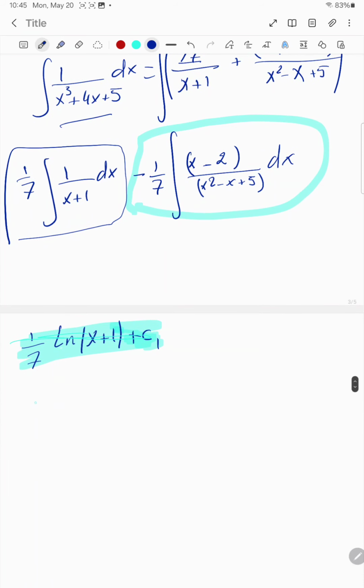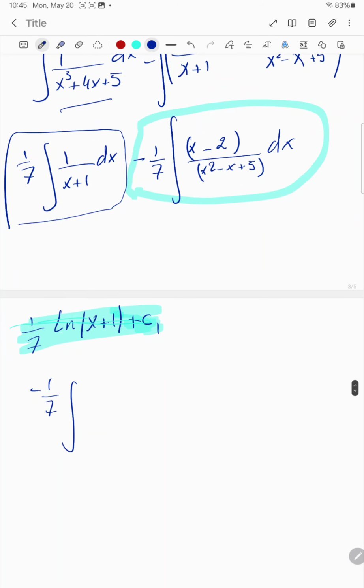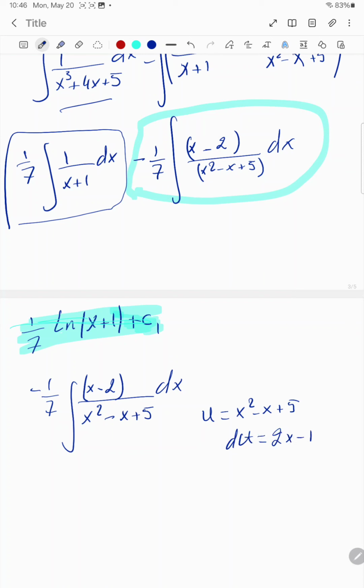So now let's take minus 1 over 7 integral of x minus 2 divided by x squared minus x plus 5 dx. Here, if I take my u equal x squared minus x plus 5, my du is equal to 2x minus 1. But here I have x minus 2. I don't have 2x minus 1. So how can I make my x here equal to 2x?